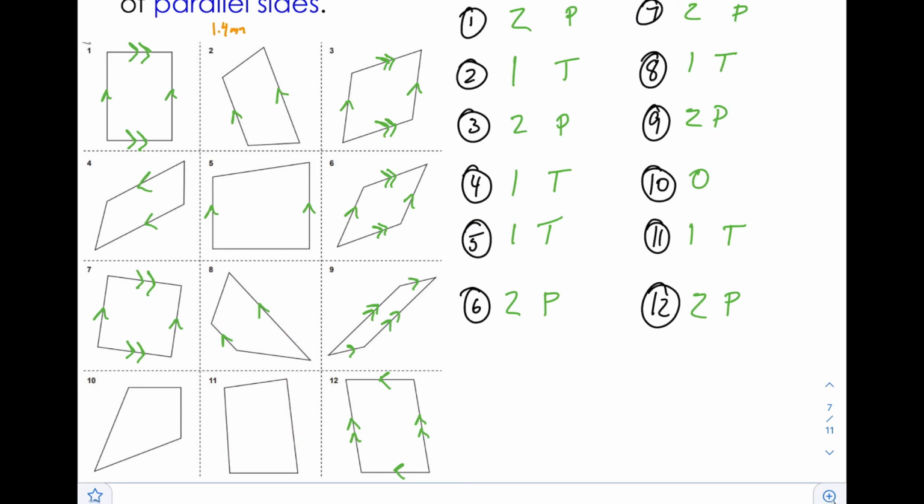So number 11 would have 0 and therefore would be neither a trapezoid nor a parallelogram. Number 8, I should say, I might want to double check as well. When I extend them, they're about 1.4 millimeters apart and 1.4. So yes, they are parallel.